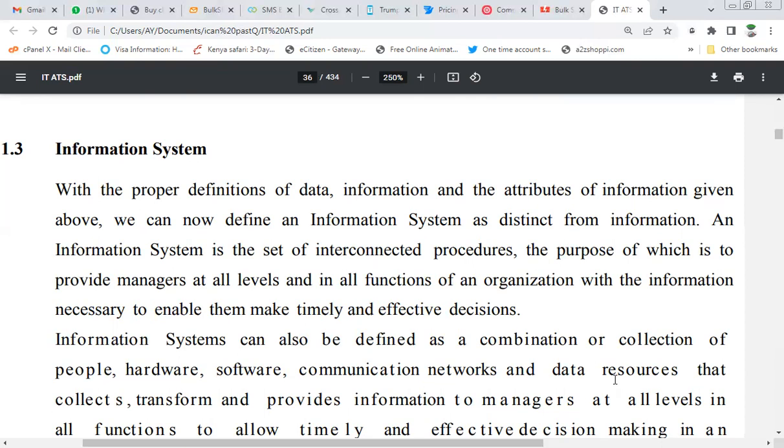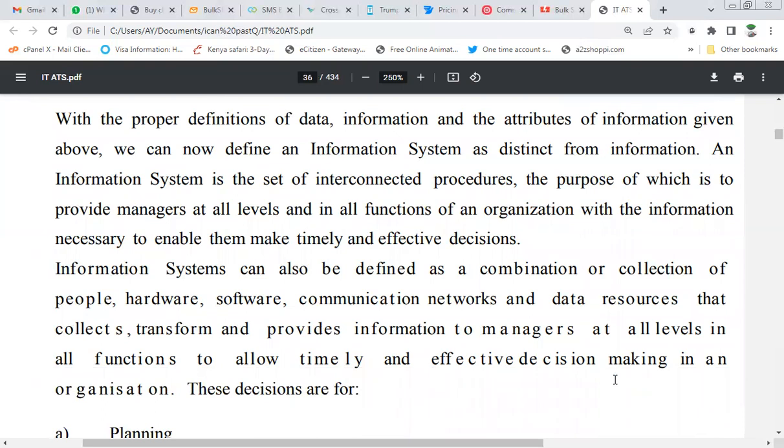With the proper definition of data, information, and the attributes of information given above, as you know, we can now define information system as distinct from information. An information system is a set of interconnected procedures. Can you see? The purpose of which is to provide managers at all levels and in all functions of an organization with the information necessary to enable them make timely and effective decisions.